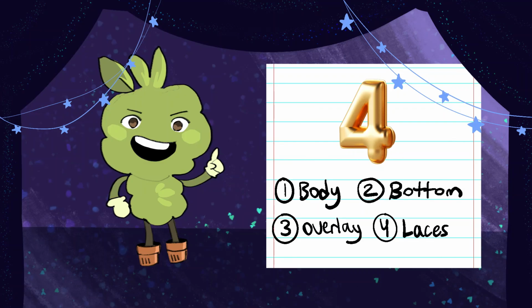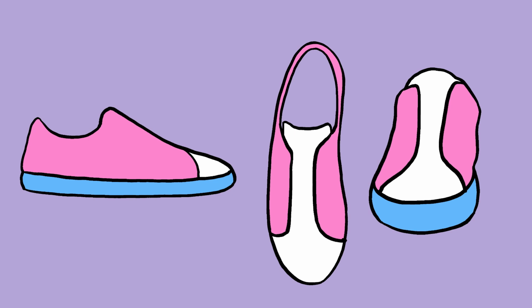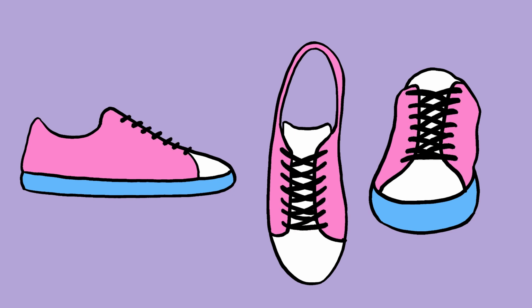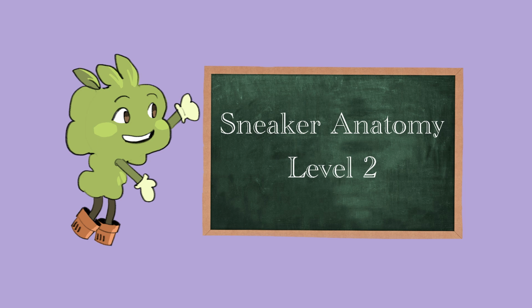At its very basics, a sneaker can be divided into 4 parts: the body, the bottom, the overlay, and the laces, Velcro, etc. If you have all these components in place, you have yourself a solid sneaker. But what about more complex sneakers? For that, let's dive into Sneaker Anatomy Level 2.